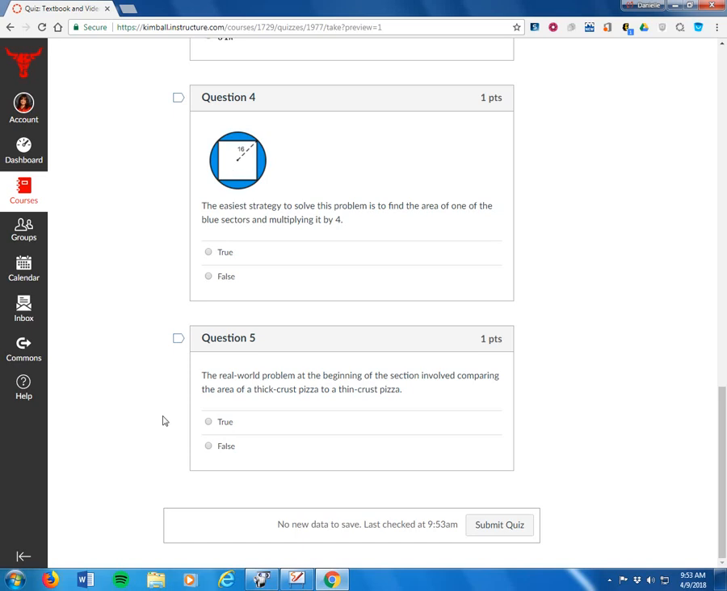Question 5, the real-world problem at the beginning of the section involved comparing the area of a thick crust pizza to a thin crust pizza. That's true.